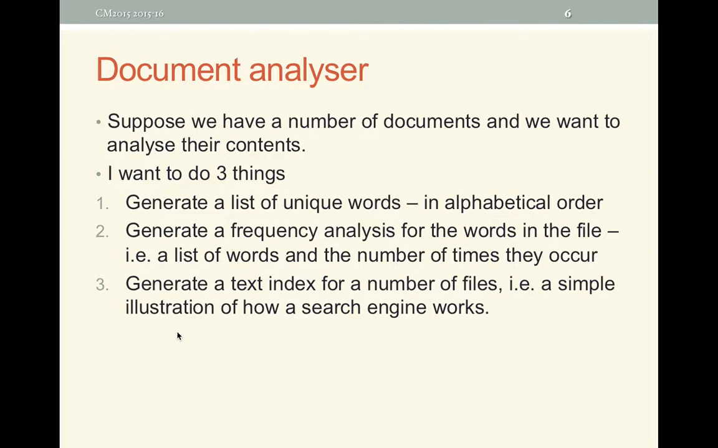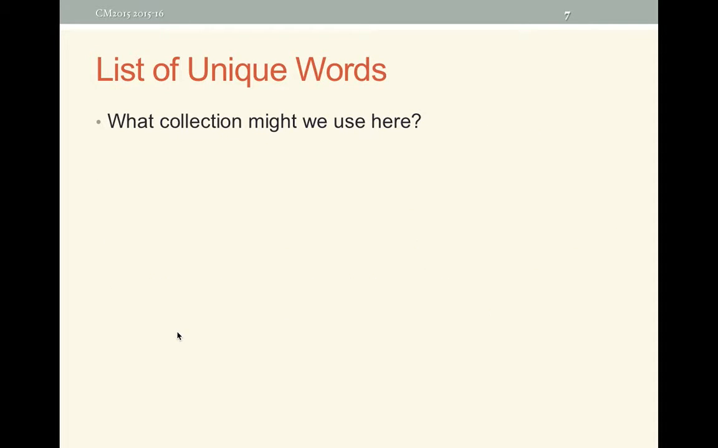Something similar to how a simple internet search works. If you put in a word, then it gives you a list of websites which contain that word. I know that it doesn't quite work like that, and there's a bit more to it, but it's a very simple kind of modelling of that process. Okay, so first thing, list of unique words.